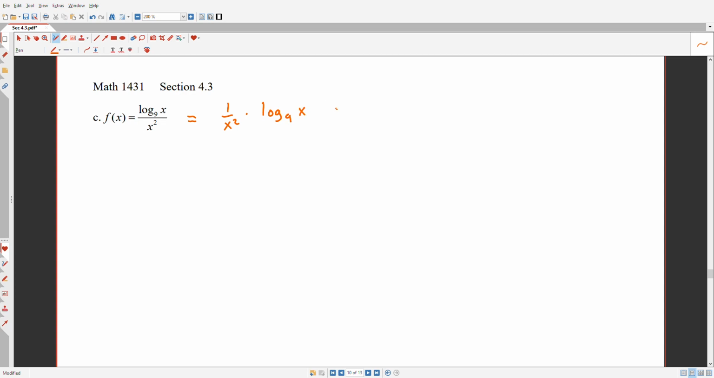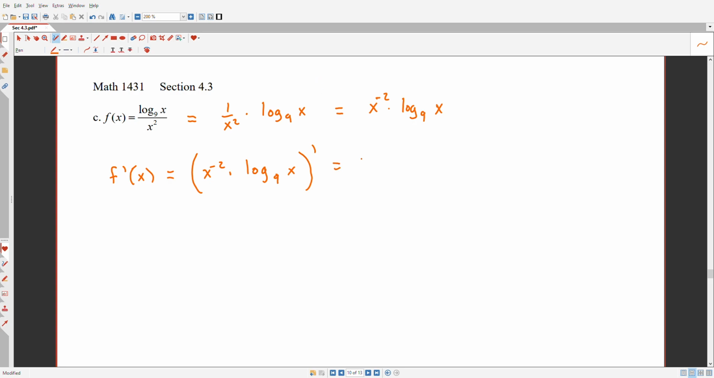And if you want, you can write that 1 over x squared as x to the negative 2 times the log base 9 of x. That's just a little bit of rewriting. I don't know that it makes it terribly simpler. But if you don't like the quotient rule, then you're probably happy with rewriting it that way. Okay, so now I'm going to take a derivative of that, and now I get to use the product rule.